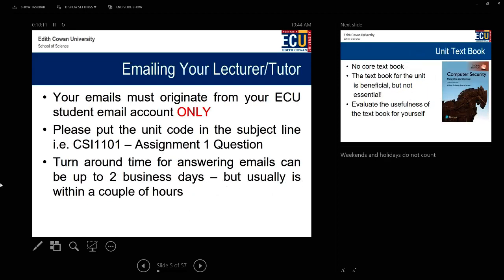When you write an email to me, please write your unit code on the subject line. If you are undergraduate, write CSI1101. If postgraduate, write CSI5122, and a brief description of the query that you are writing about. Typical turnaround time is 2 working days. That does not include any holiday or weekends, but normally I tend to reply within a couple of hours or at least within 1 day.